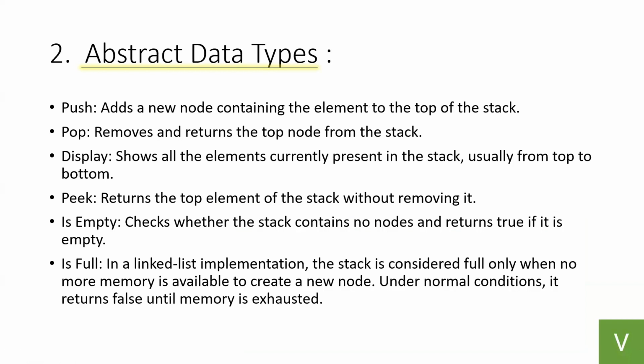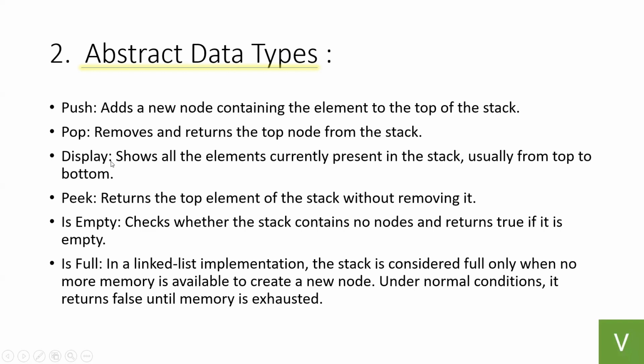Now let us look at the abstract data types that are used in stacks. There are a total of 6 abstract data types. The first one is push. The push function adds a new node containing the element to the top of the stack. Whenever we perform a push function, a node is created with two fields: the data field and the address field. Based on that, the top variable is assigned to the particular node and the address field is also assigned. The second one is pop. It removes and returns the top node from the stack.